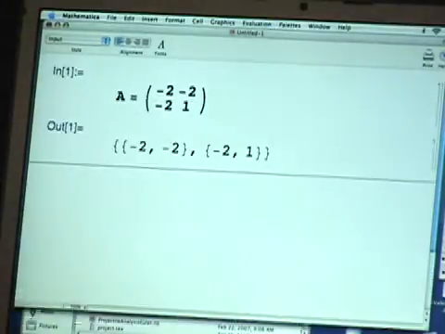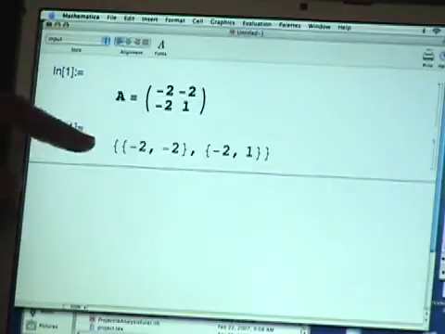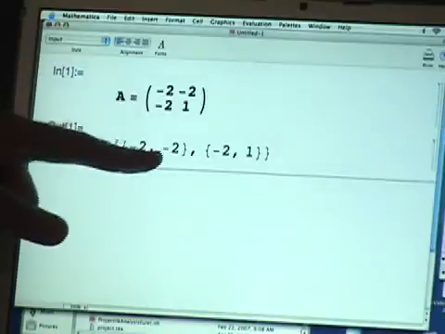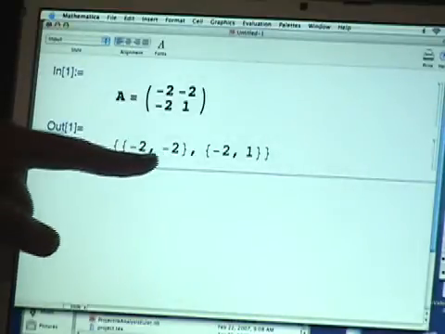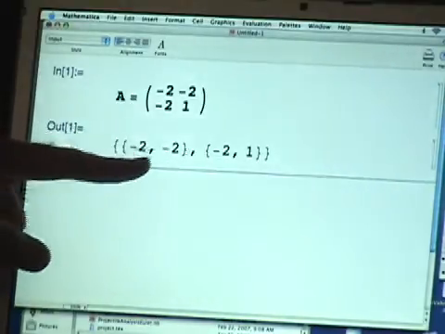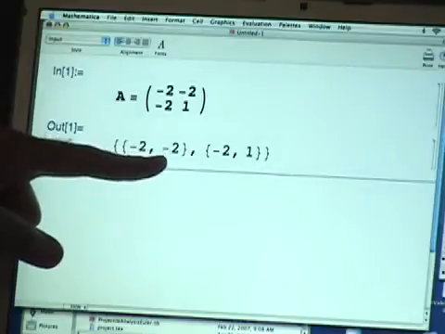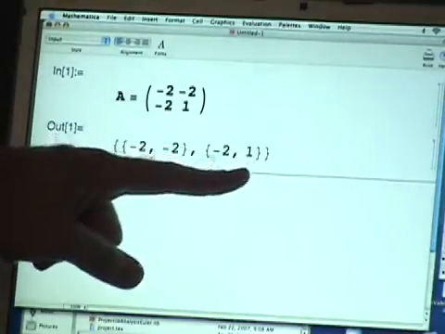I'll enter that, and you'll notice it comes back with output that looks like a list of lists, a list of points, although in this case you actually wouldn't want to think of these as points. You want to think of that as being the first row, and this as being the second row of the matrix.